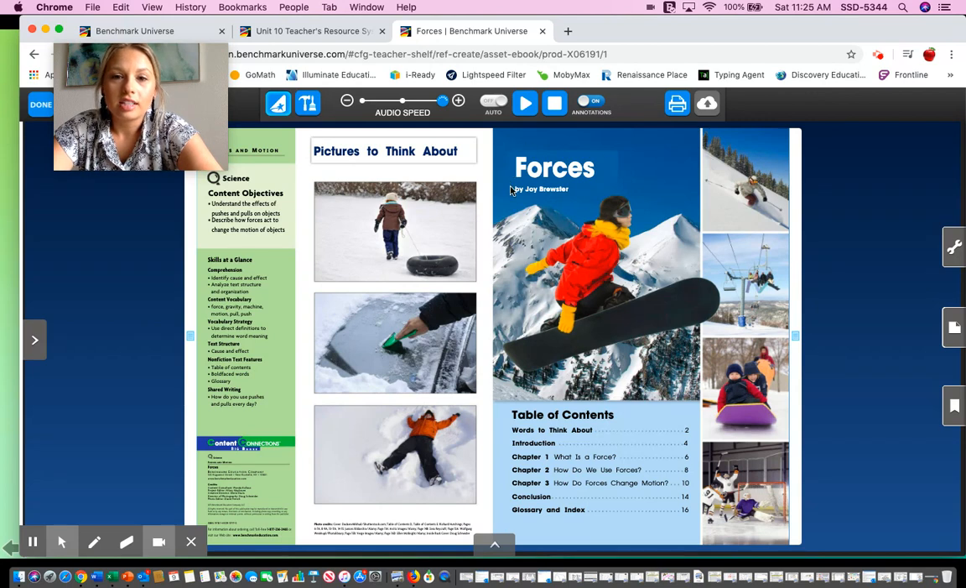This page here tells the title again, Forces by Joy Brewster. That's the author. It has all these images. You can go ahead and take a minute to look at those pictures and guess what the story is about. You see sledding, skiing, somebody on this lift that you sit on and it takes you to the top of a mountain. I see the kids sledding. I see a game of hockey. And then underneath it says table of contents, and it tells you the titles of each page and where to find them, or each chapter.